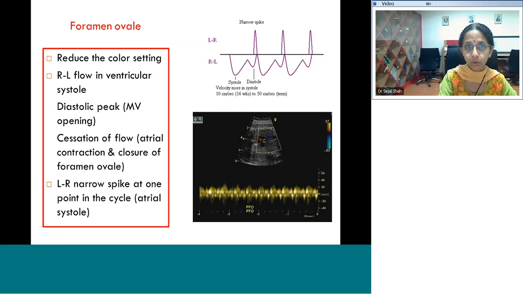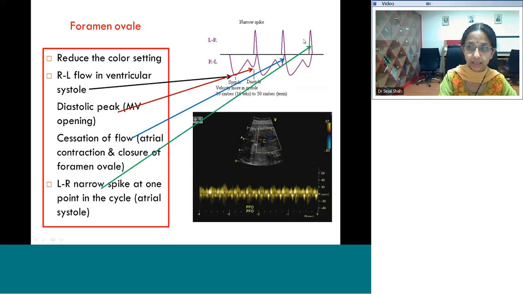Now the foramen ovale Doppler, as we understand, is predominantly from the right atrium to the left atrium. So here we can see the right atrium to the left atrium flow dominantly throughout the cardiac cycle, peaking during systole, another peak during the diastole, and almost no flow during the atrial contraction. So it touches the baseline during atrial contraction. A transient left to right flow may be there very transiently.